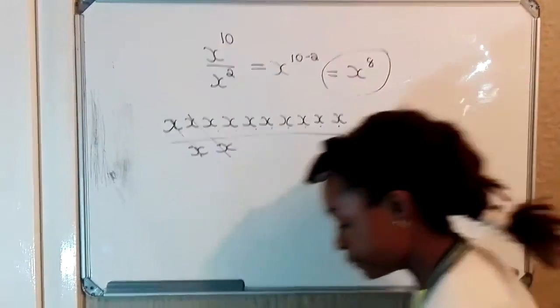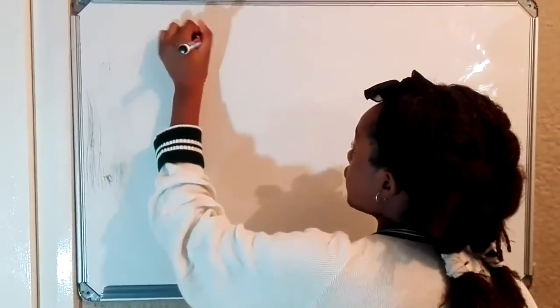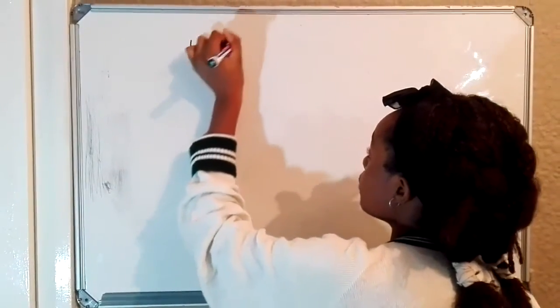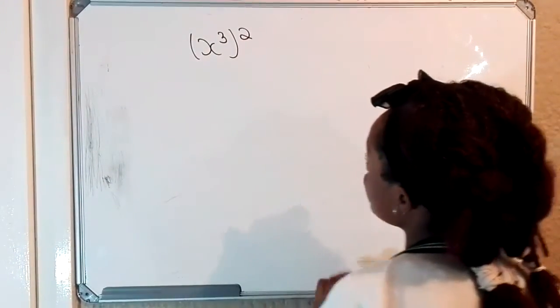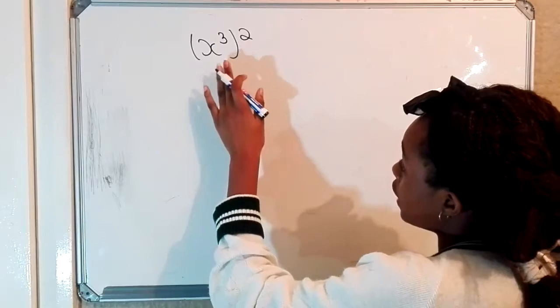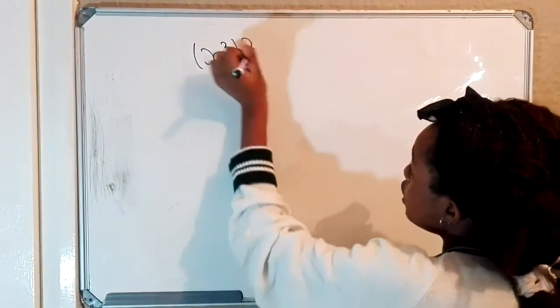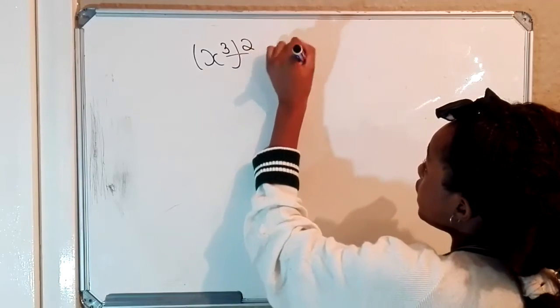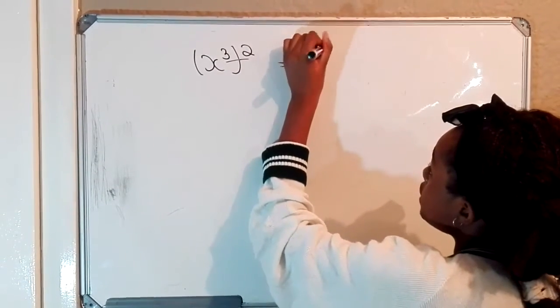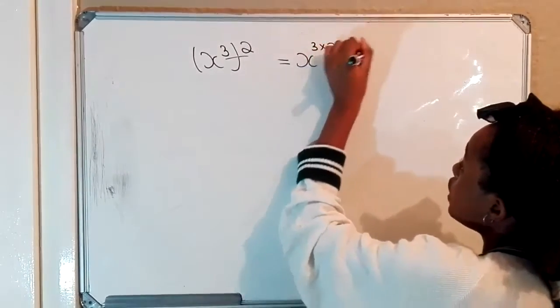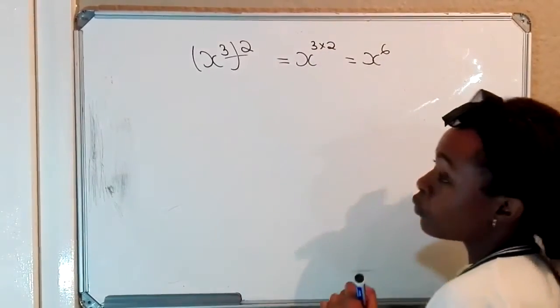our answer. Okay, what if we have this? What if we have x cubed raised to the power of 2? So when you have any variable raised to a power, you multiply the exponents. So you multiply, so you have x, 3 times 2, which is going to give you x to the power of 6. Why do we do this?